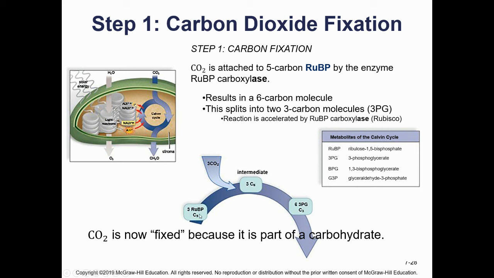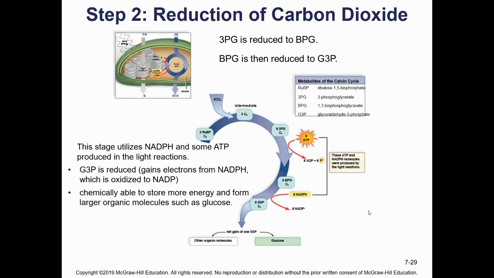So here, my RuBP had carbons and hydrogens. It had 5 carbons, and it had hydrogens, and I've added carbon dioxide to it. So I now have carbons, hydrogens, and oxygens. So this is now a carbohydrate. I have fixed my carbon dioxide. So I go to my next step. So here's step 1, where I go from 11 o'clock to midnight. I add a carbon dioxide. I've fixed my carbon dioxide.